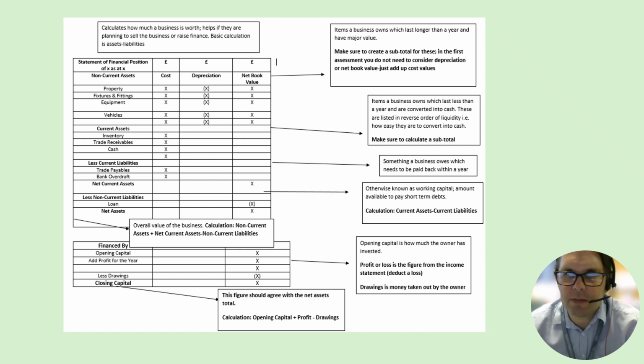Okay, so just a quick video clip on statement of financial position. Firstly, don't worry about where the X's are. It's just loosely showing you where they would be placed. But especially if you're an A1 student, it's really not a big deal as to where they're placed.